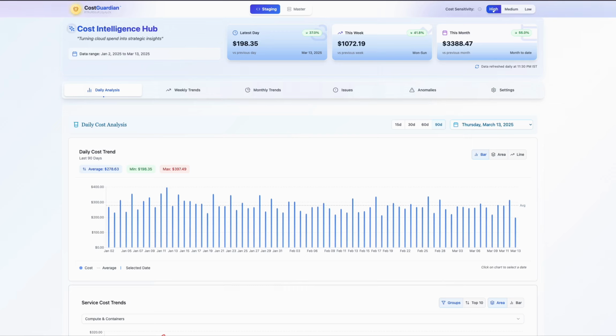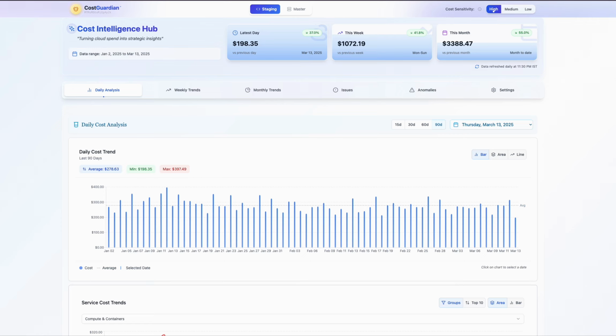Diving into the demo, let me briefly explain why we built CostGuardian. In the cloud cost management space, there isn't a single tool that consolidates everything from visualization, analytics, task management, anomaly detection, and reporting into one unified platform.